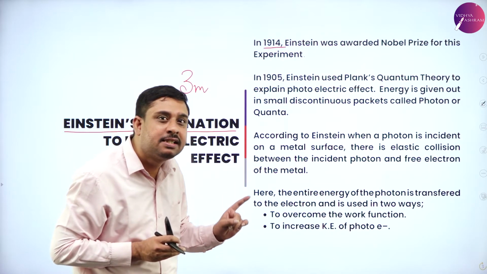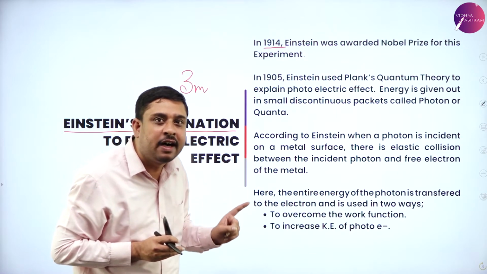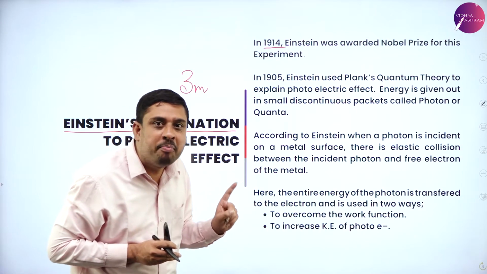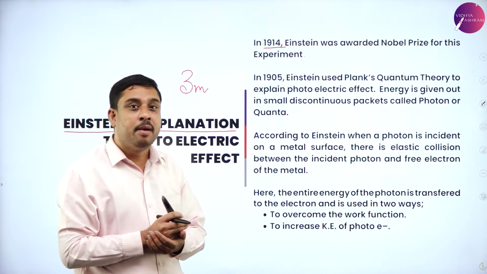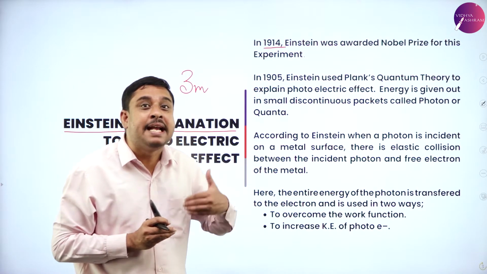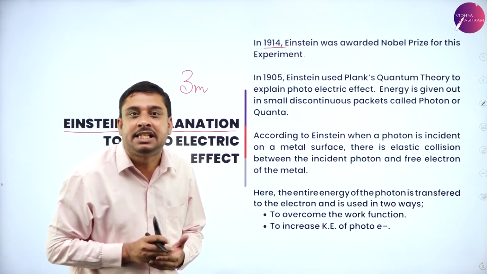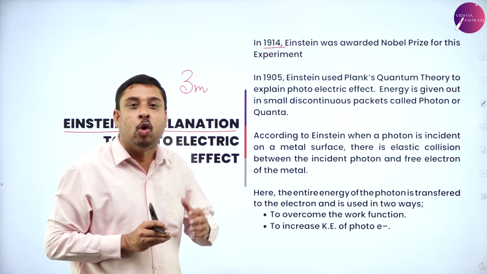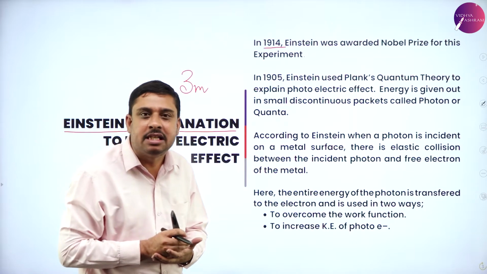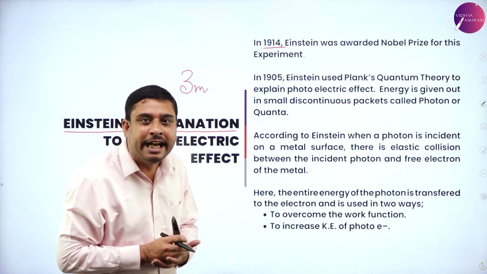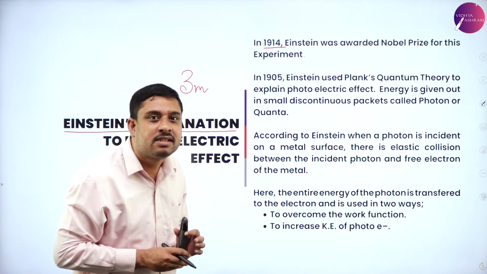Heinrich Hertz discovered the phenomenon of photoelectric effect. But it was Albert Einstein in 1914 who described the mechanism and hence was awarded the Nobel Prize.